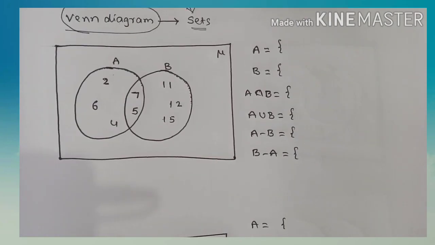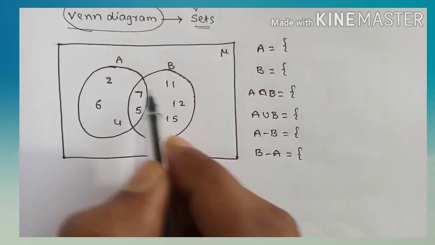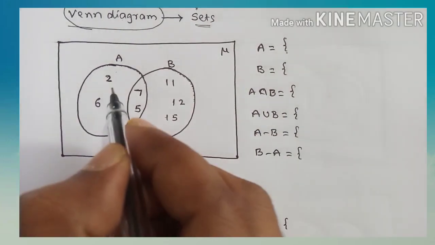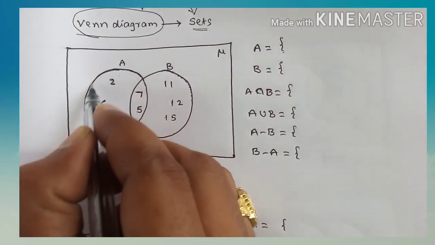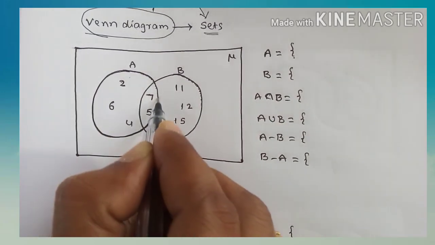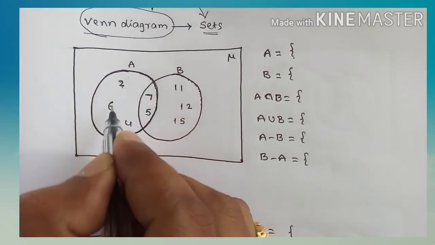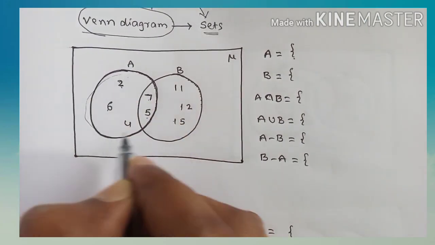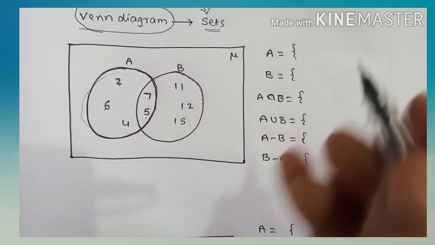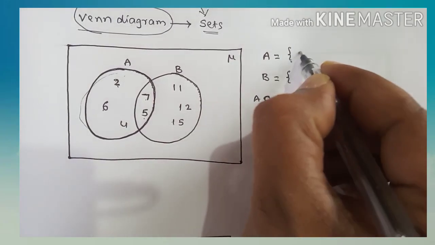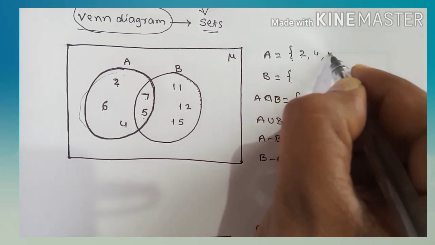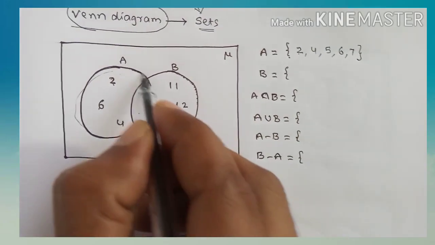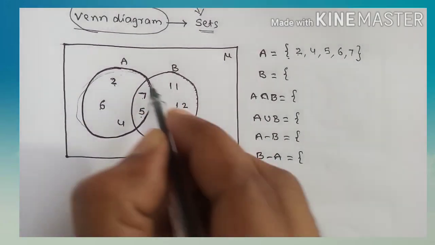Right, now the first one, students, what is the set A? What are the elements in the circle? First circle A, what are the elements? 2, 6, 4, 7, 5. Complete circular part, all the elements in the circle, you can write in set A. So 2 is an element, 4 is an element, 5, 6 and 7 are elements. These are all the elements in the first circle.